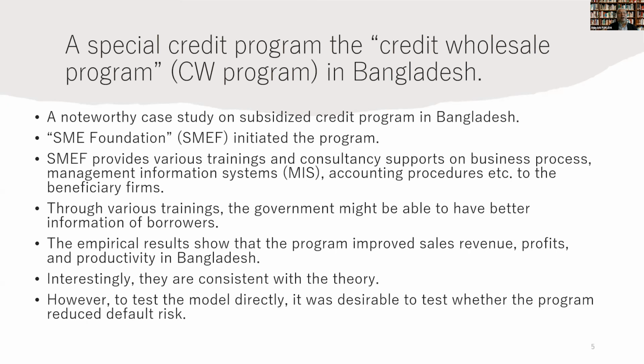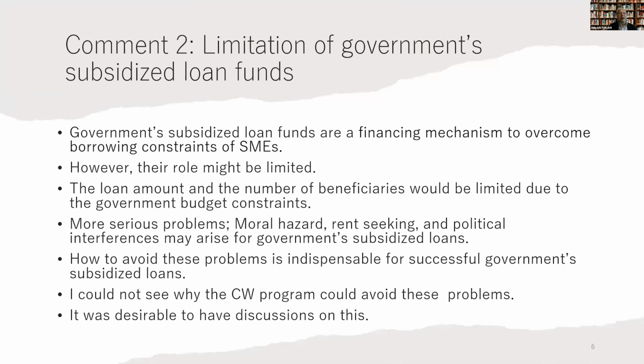Reducing the default risk is a key assumption. But the empirical analysis didn't directly test how the default risk declined. Probably the default rate was quite low under the program, so you may confirm that point too. But it would have been more interesting to see how the default risk was reduced under this program. That was my first comment.